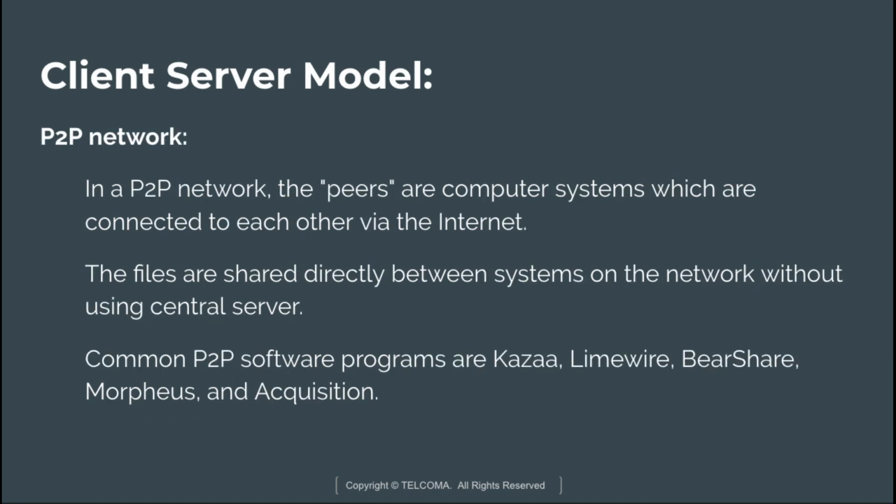The next one is P2P network, that is peer-to-peer network. So here in a peer-to-peer network, the peers are computer systems which are connected to each other through the internet. And here the files are shared directly between systems on the network without using a central server. In other words, in P2P, each computer on a P2P network becomes a file server as well as a client. The only requirement for a computer to join a peer-to-peer network is an internet connection and peer-to-peer software. Common peer-to-peer software programs are Kazaa, LimeWire, BearShare, etc.